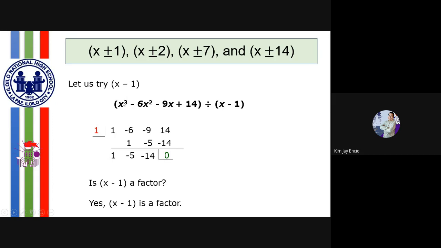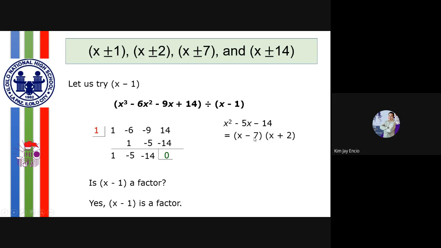So with degree 3 and degree 1, 3 minus 1, we have 2. So this should be degree 2, so this should be x squared minus 5x minus 14. And remember, this is still factorable. This is already quadratic, and so the technique is, if you have already a quadratic polynomial, better factor it. In this case, we have x minus 7 times the quantity x plus 2 as the factors.